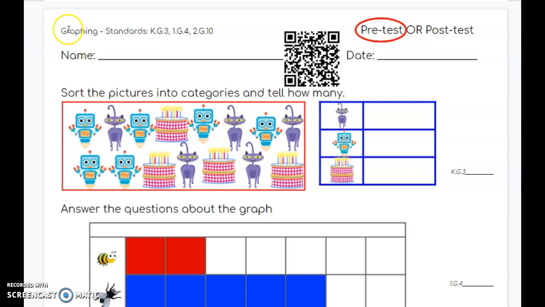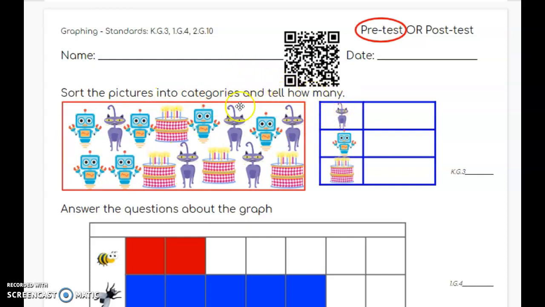This is your graphing test. Please make sure you have your name at the top and the correct date for today. This test is divided into 3 different sections. The first section is our kindergarten section. It says, sort the pictures into categories and tell how many.